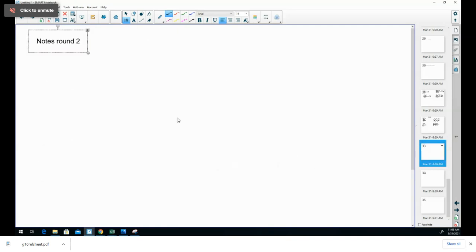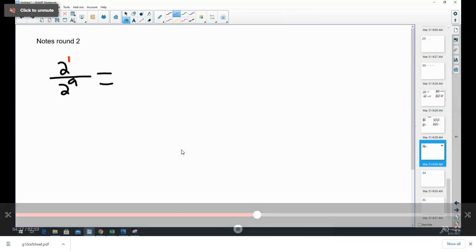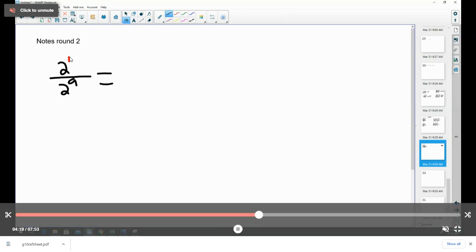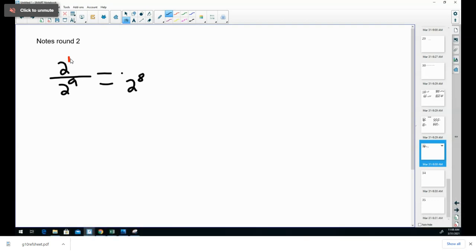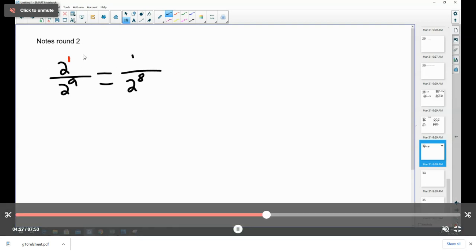All right, notes, round 2. Now we're going to look at when the bottom is usually bigger. So here we have 2 over 2 to the 9th, which is really 2 to the 1st. So we have 9 minus 1 is 2 to the 8th on bottom. And now the top part's blank, so now we have to put the 1. Okay, if the top part of a fraction is blank, we have to fill in the top with a 1.